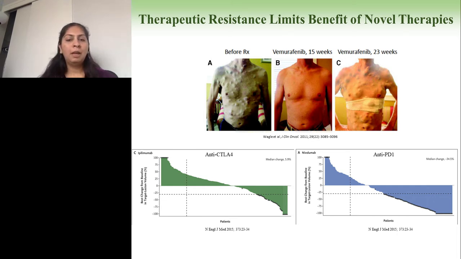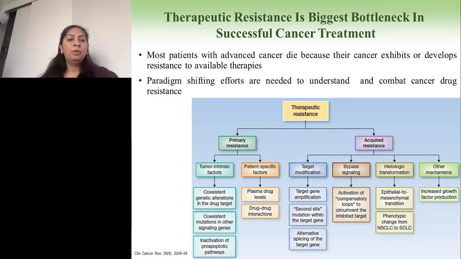PD-L1 also has a similar trend, meaning that the majority of the patients who respond, A, do not achieve a long-lasting benefit, and B, there is emergence of resistance to the therapy. So just to give you the flavor, most of the patients with advanced cancer die because the cancer develops resistance to the therapy that they are taking. And hence paradigm-shifting efforts are needed to understand and combat the resistance and to discover the mechanisms underlying the resistance.